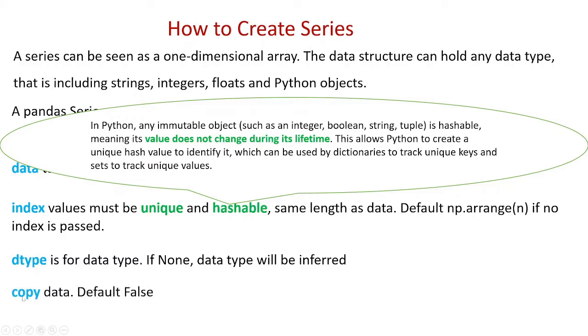Then the fourth argument is copy. By default, this copy will be false. If it is true, a set of memory is allocated which is the same as that of the series that we pass, and any changes that are made in the second set will not be reflected in the original series. So by default, this will be false, and if you want to make a copy of it and make changes, make copy equal to true.